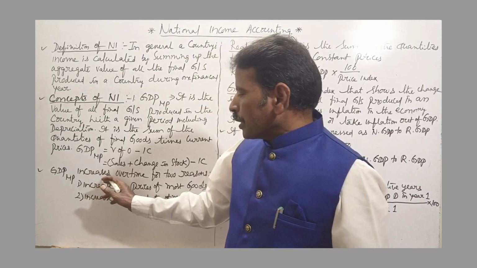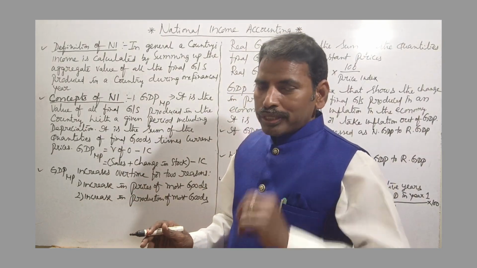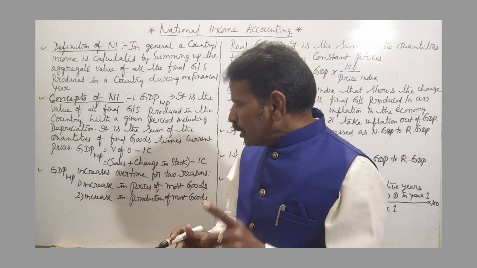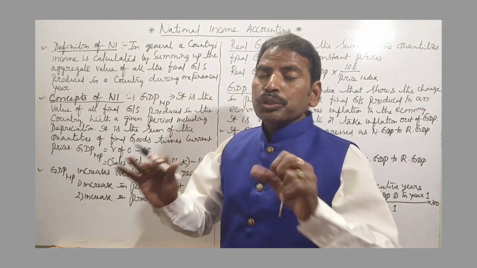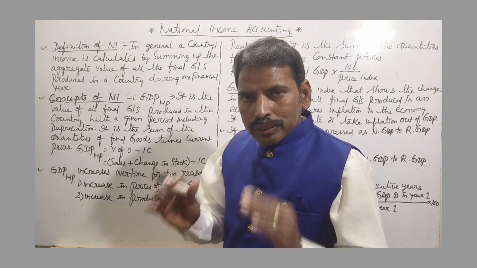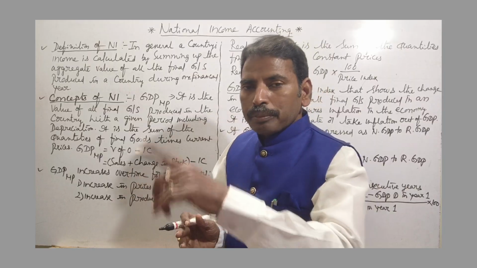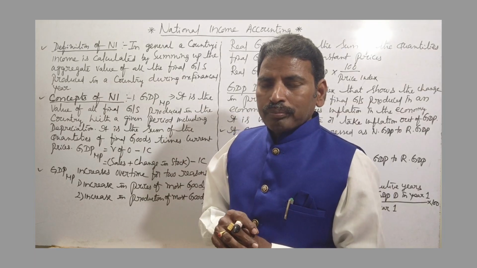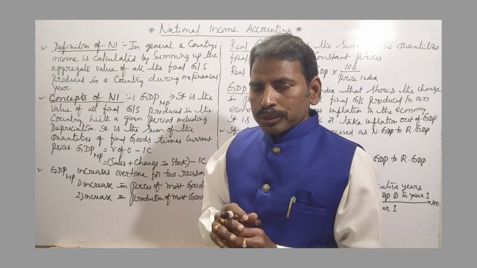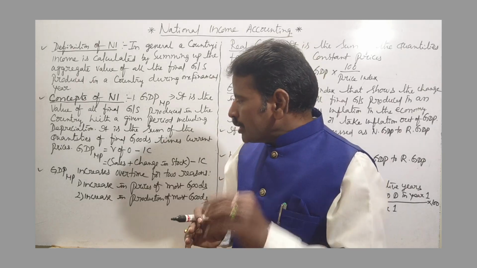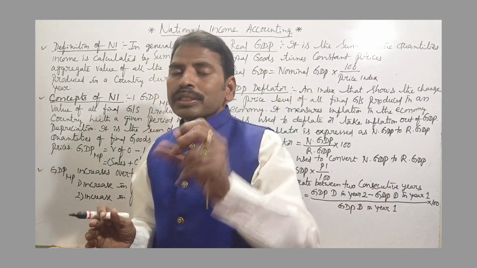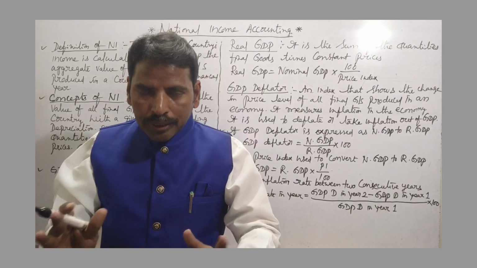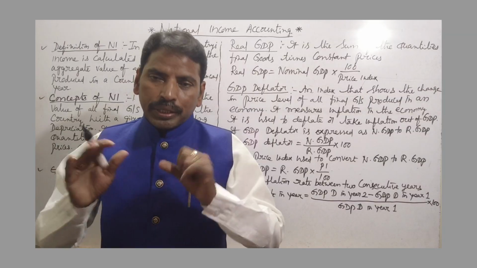GDP market price increases over time for two reasons. One is increase in the prices of most goods. Second is increase in production of most goods. These are the two reasons GDP market price increases. This is the information regarding GDP market price, gross domestic product market price.